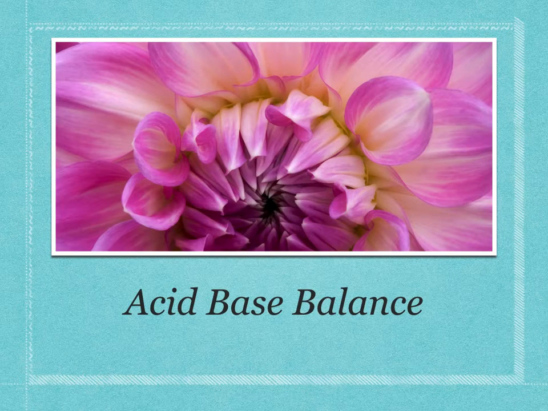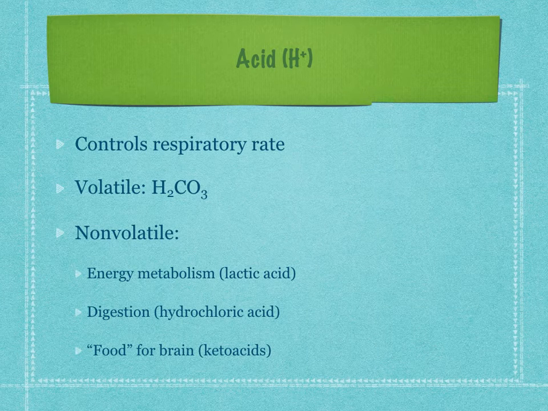So finally, we're going to talk about acid-base balance. When we're talking about acid-base balance, we're talking about the production of hydrogen or acid. That hydrogen, those acid levels help control the respiratory rate. When it's higher, we breathe faster. When it's lower, we breathe slower. One of the things that can be formed when CO2 combines with water is carbonic acid, or H2CO3. That's considered a volatile acid. Non-volatile are things like lactic acid as a result of energy metabolism, or hydrochloric acid that we have in our digestive system, or keto acids, which are actually food for our brain.